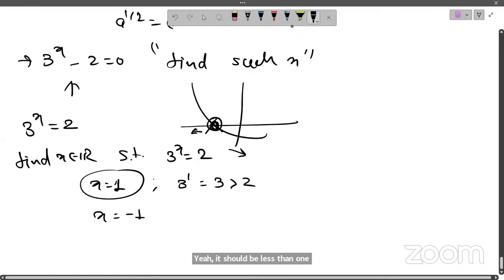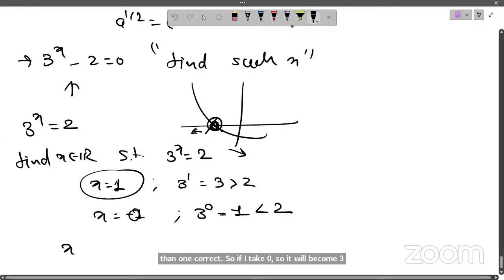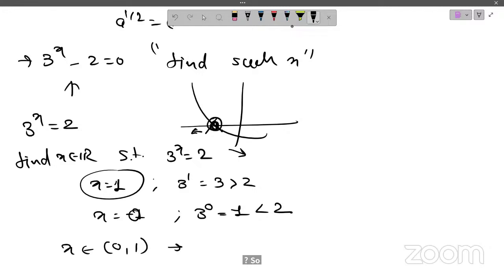If I take minus 1, okay, fine. x should be less than 1, correct? If I take 0, it becomes 3 to the power 0, which is 1, strictly less than 2. So that means your x should lie between 0 and 1, right? Yes. Now you have to repeat as much as you can. You take 0.02 and observe, then 0.12 and observe. That's what happens if you don't use a logarithm. You have to guess it.